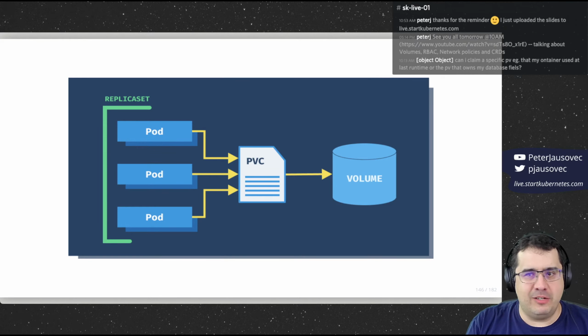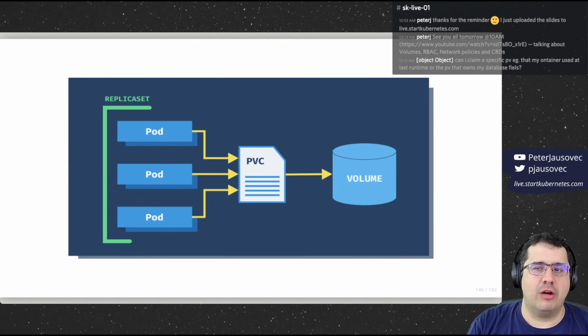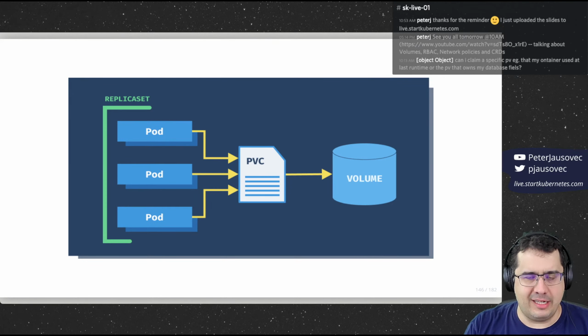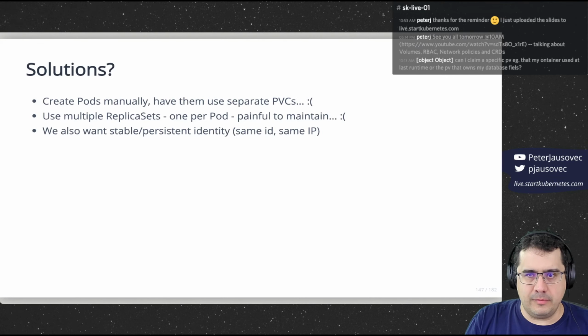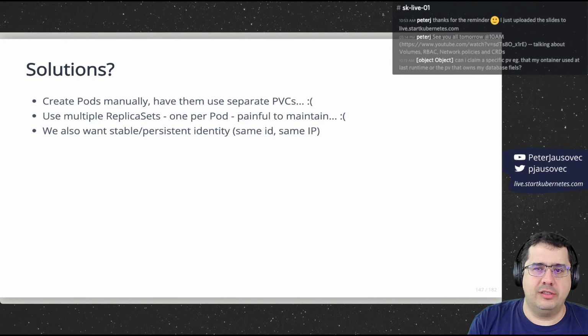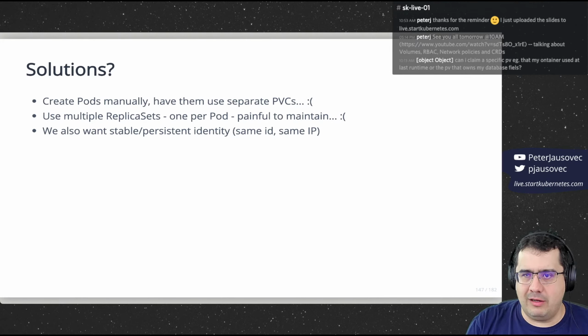For that reason, we can't use a single replica set to actually run something like a distributed data store where each pod has its own storage. So we'll show you how you can do that. Now, there are a couple of solutions, or rather than solutions, they're more like workarounds. So what you could do is you could create the pods manually, right? And then have them use separate persistent volume claim like that.